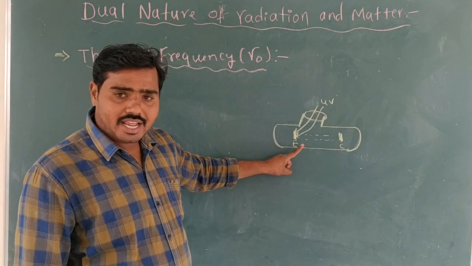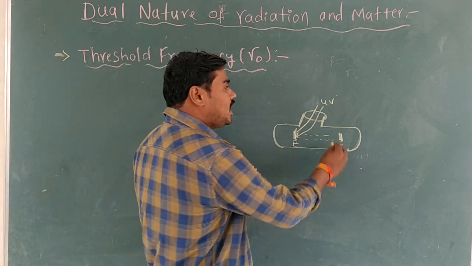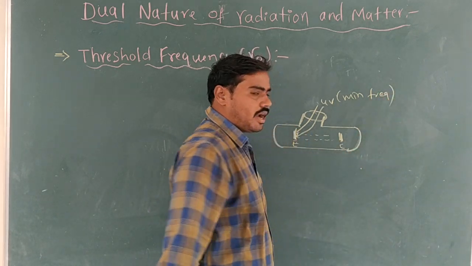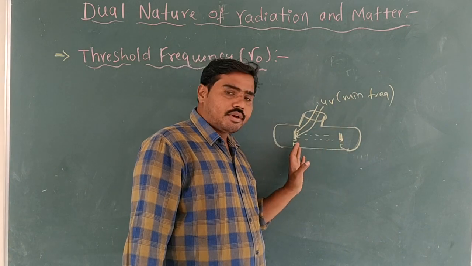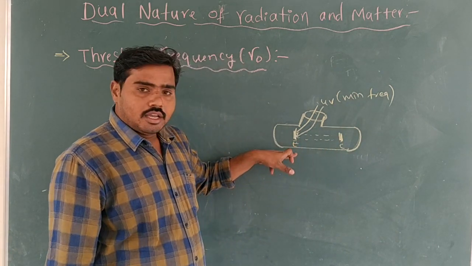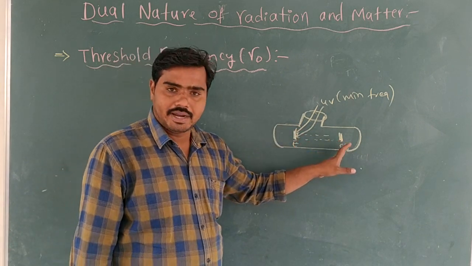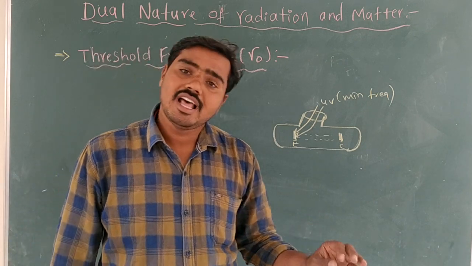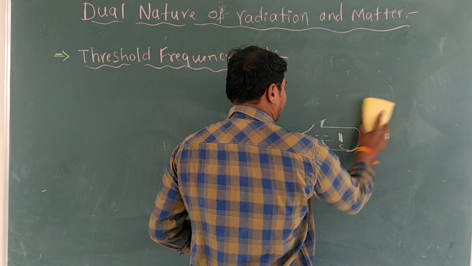For the liberation of electrons from the metal plate or cathode plate, a minimum frequency is required. When you apply the minimum frequency to the emitter plate, at that time electrons are liberated. When electrons are liberated, current will be generated in the circuit. This is the definition of threshold frequency.